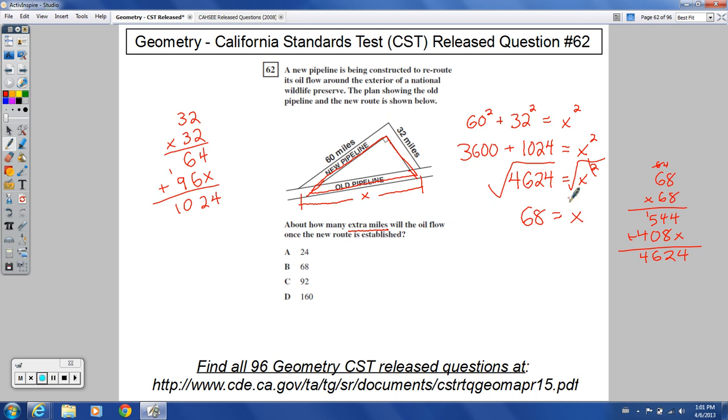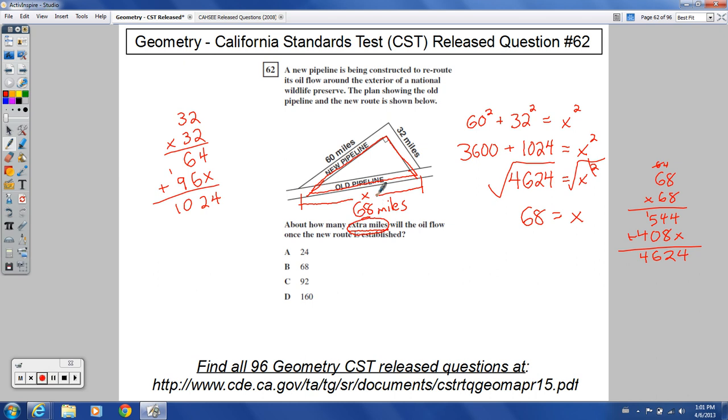Now, a lot of you, I'm worried, would look at that and say, oh, there's my answer, 68 miles. But 68 miles is the length of the old pipeline going through the wildlife preserve. This is not how many extra miles it is.